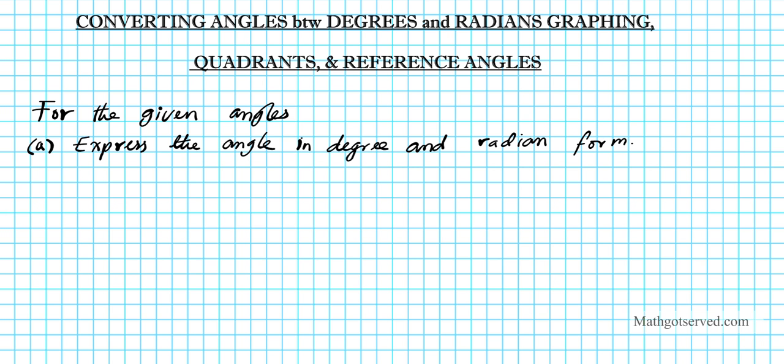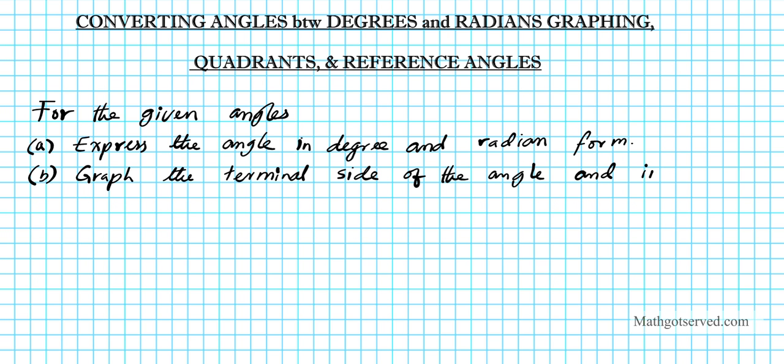After expressing the angle in degree and radian form, now you're going to graph the terminal side of the angle and indicate what quadrant it lies in.